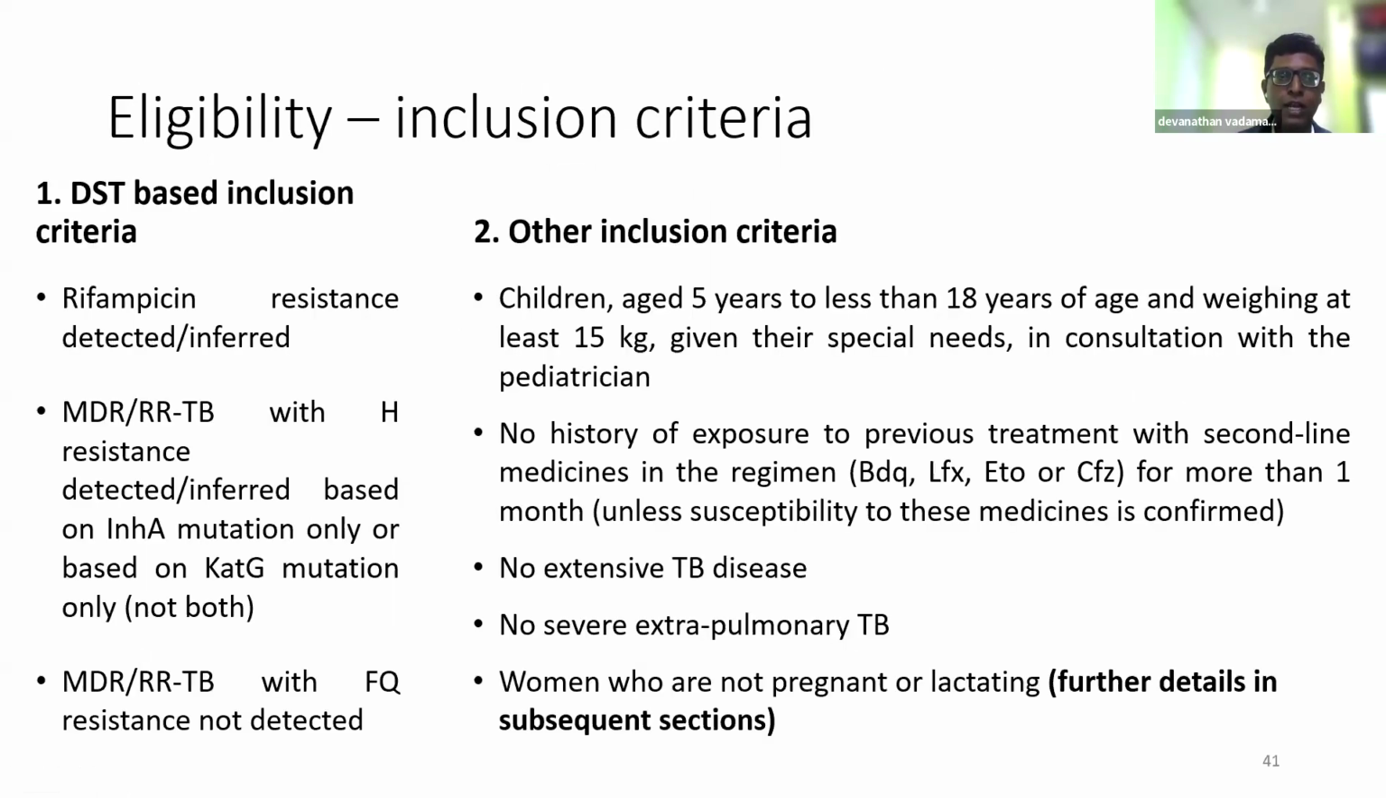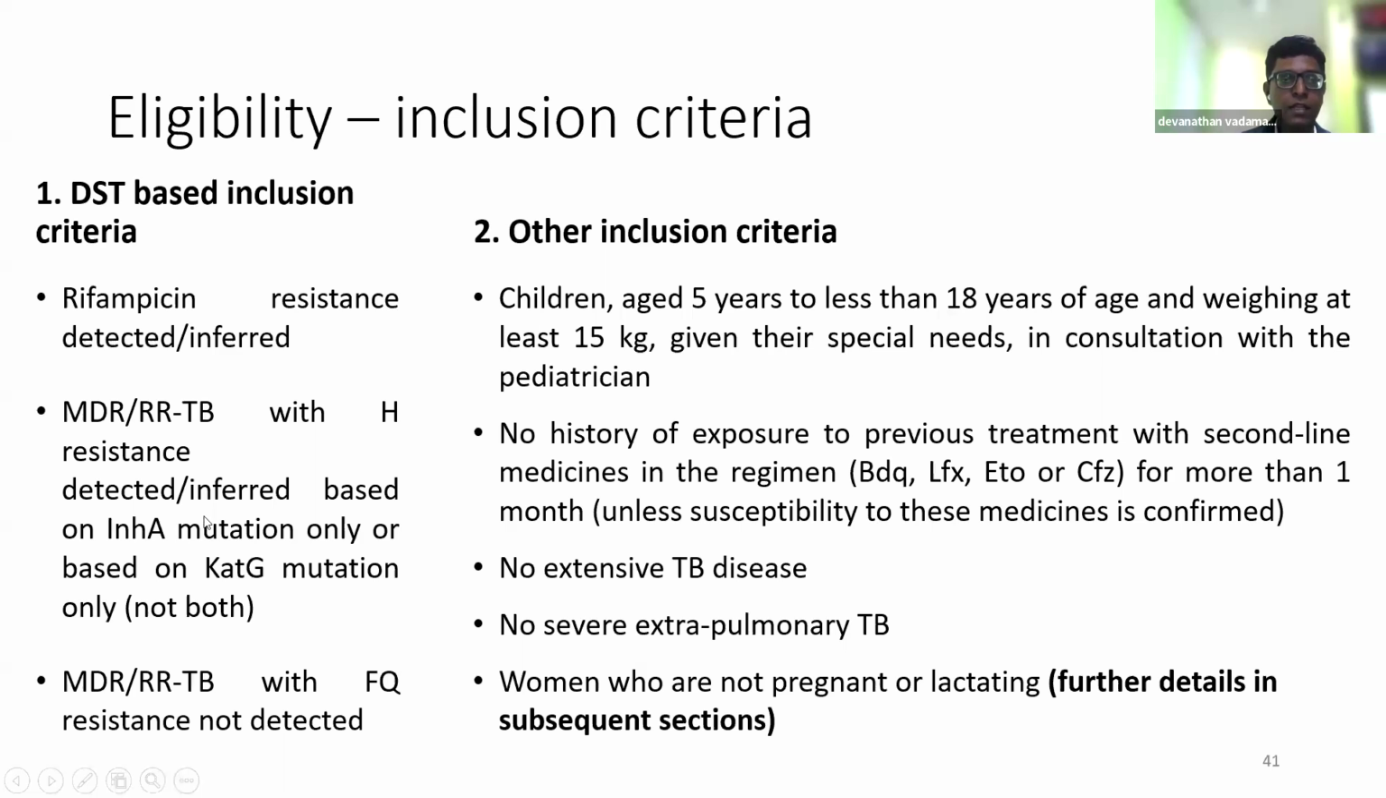So the inclusion criteria is, again, the patient should have MDR-TB, that is rifampicin resistance should be there. Then only you can start this regimen. With regards to isoniazid, there are 2 genes, inhA or katG. If either one gene is resistant, you can give this regimen. If both genes are resistant, that is inhA and katG are resistant, you cannot give this regimen. And fluoroquinolone should not be resistant to start this regimen. Your levofloxacin and moxifloxacin should be sensitive. Then only we can give this. So remember the 3 main inclusion criteria.